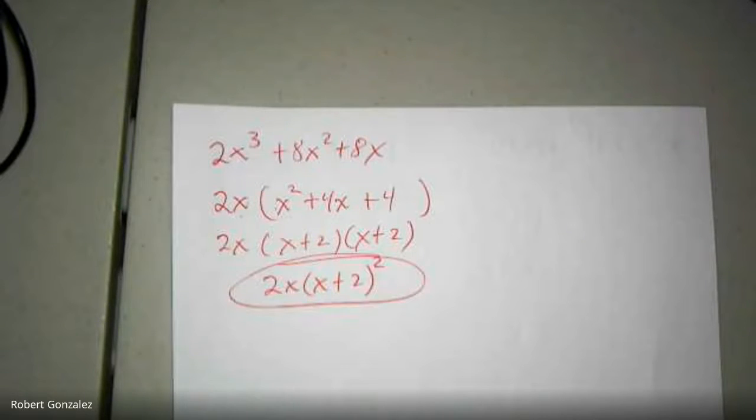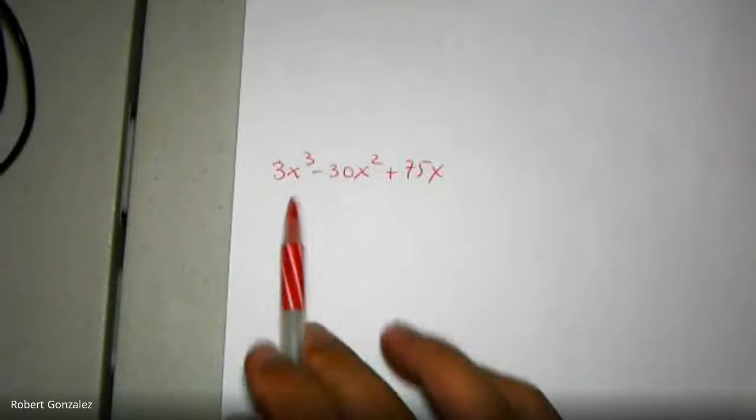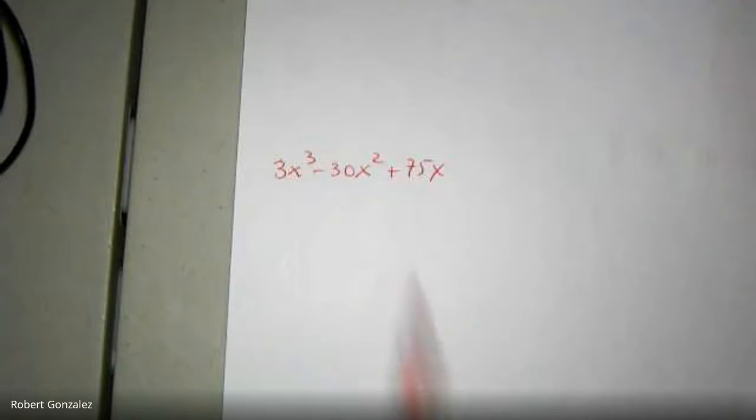You can either take a picture of it or you can leave some space and you'll have a chance to do this later. Right now, I want you to do the following problem, which is very similar. Can you see it down here? 3x cubed minus 30x squared plus 75x. Everyone go ahead and factor that.